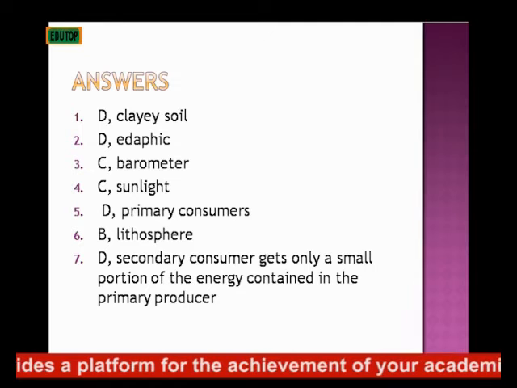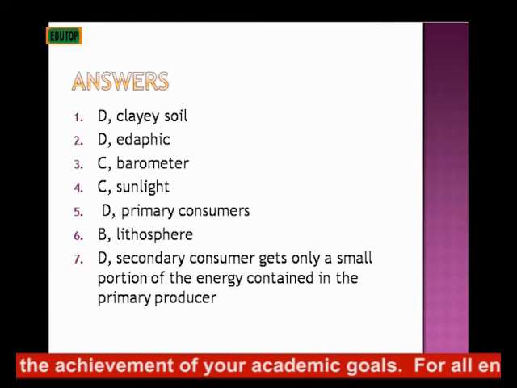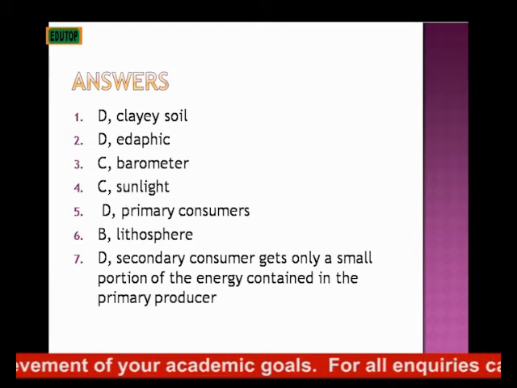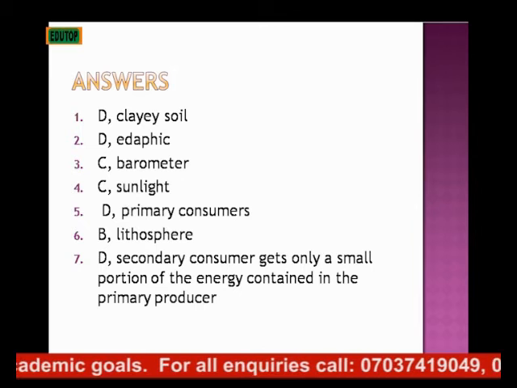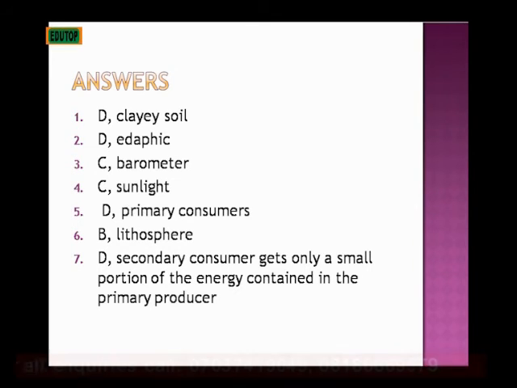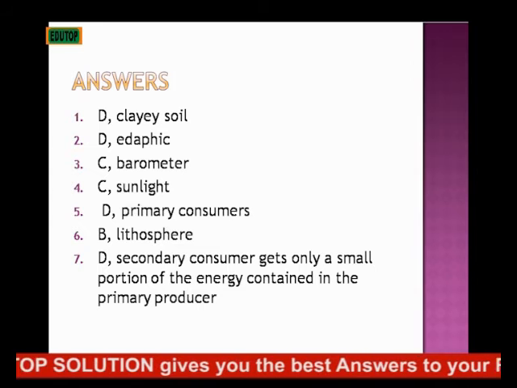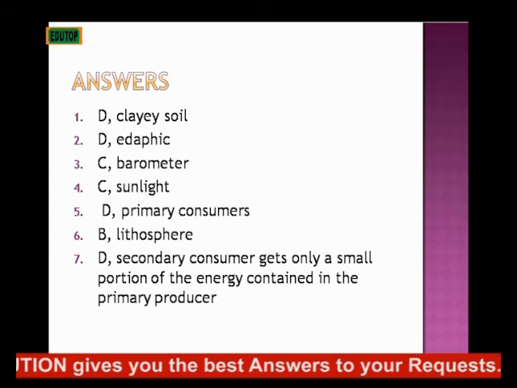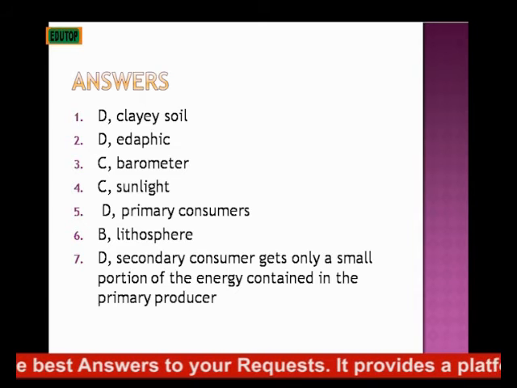Then number 4, the major limiting factor of productivity in an aquatic habitat is sunlight, option C. We have mentioned this, that sunlight is very, very important. It's the primary source of energy. So sunlight is a limiting factor. When it's not present in the aquatic habitat, then the organisms there cannot produce their food. Thereby, there will be no continuation in the aquatic habitat.